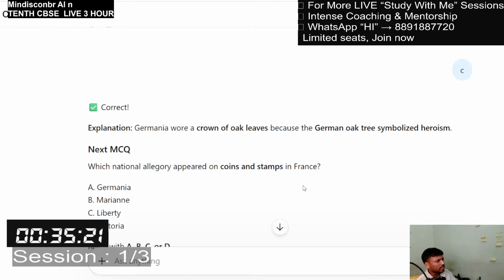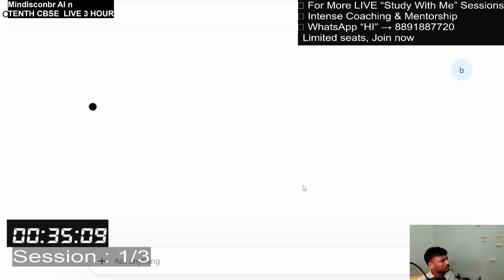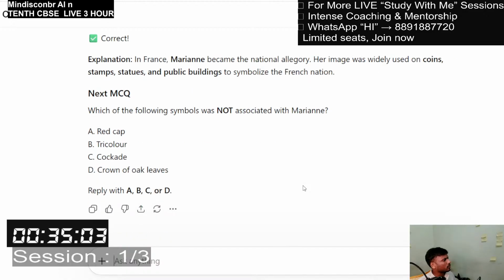Which national allegory appeared on coins and stamps in France? It's Marianne. Explanation: in France, Marianne became the national allegory. Her image was widely used on coins, stamps, statues, and public buildings to symbolize the French nation.